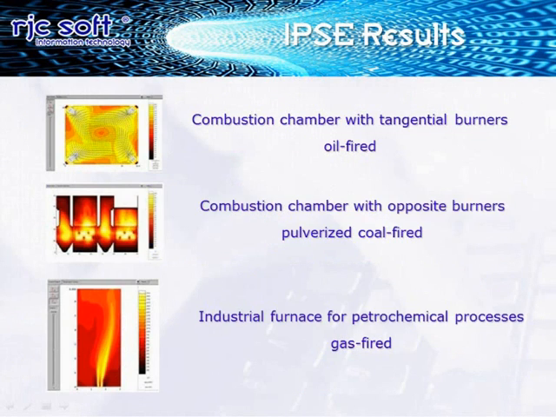You can see in the first horizontal section the temperature scalar field and the gas velocity field obtained from a calculation of a combustion chamber with tangential oil-fired burners. And in the second picture you can see the field of heat flux to the walls as calculated by IPSE for a combustion chamber with opposed coal-fired burners. Finally, in the third figure you can see the temperature distribution calculated for a gas-fired industrial furnace for a petrochemical process, in the vertical section. IPSE has been used for many analyses of the combustion chambers of installations of industrial interest.